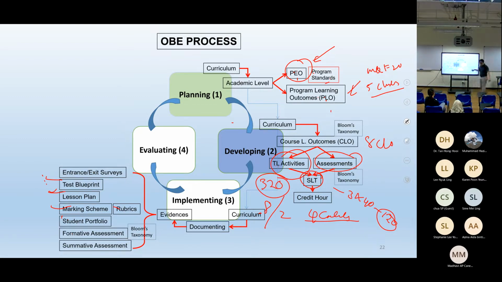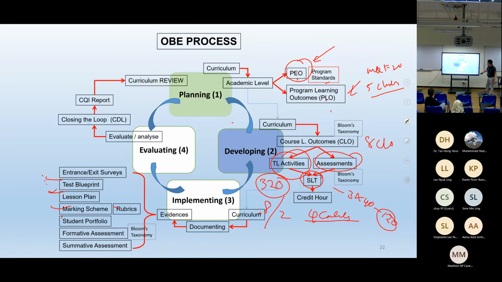Then after you implement, you do evaluating. You evaluate how effective it was. You evaluate and analyse, you close the loop. Now if you do certain things, let's say your lesson plan, normally you do a lot of lecture, then you may find that your students cannot take it, then you may want to adapt, change a little bit. This is called CQI, continuous quality improvement. You go back, you can change. All of these are not set in stone. This one can change, formative, summative assessment can change. This is the OBE process.